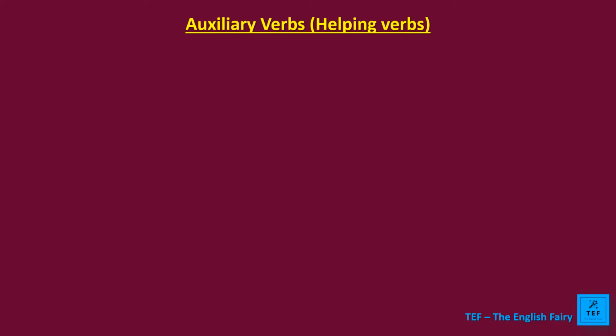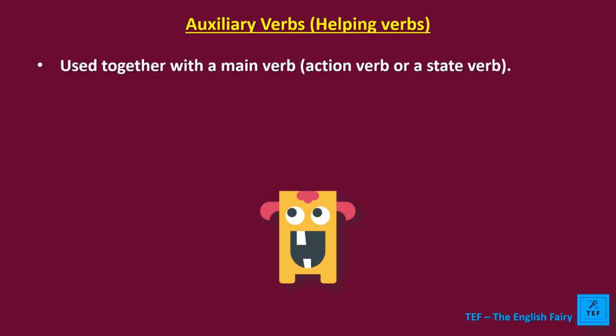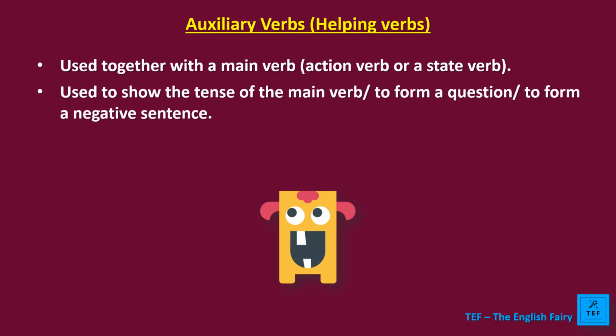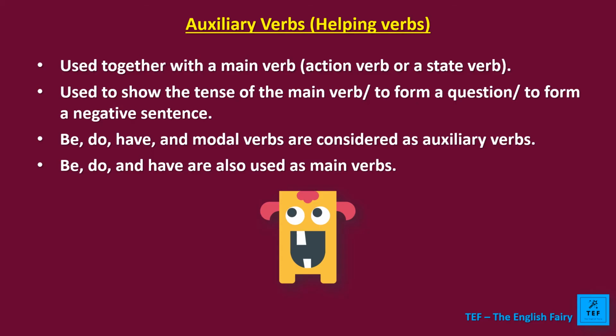Now let's talk about auxiliary verbs, also known as helping verbs. Auxiliary verbs are used together with a main verb. They are used to show the tense of the main verb, to form a question, or to form a negative sentence. Be, do, have, and modal verbs are considered as auxiliary verbs. Let's discuss further about modal verbs in a few minutes. Be, do, and have are also used as main verbs.